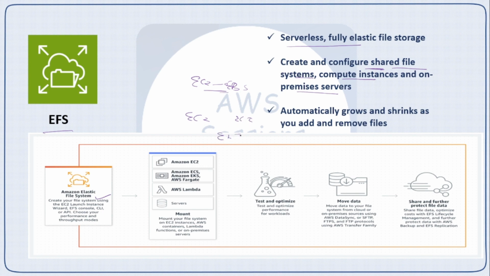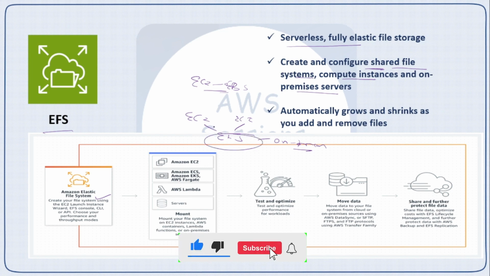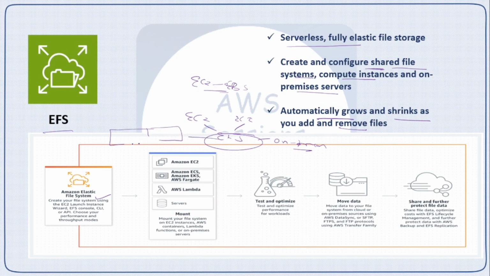shared between instances and also the on-premises. So this is a file system that can be shared among instances, on-premises, and so on. And since it is serverless, it automatically grows and shrinks as you add or remove files. Suppose today you added a lot of files, then the EFS size will grow, but if you remove some files tomorrow, then the EFS size will shrink and you will have that much only. So again, it is cost effective because you will be paying for what you are using.